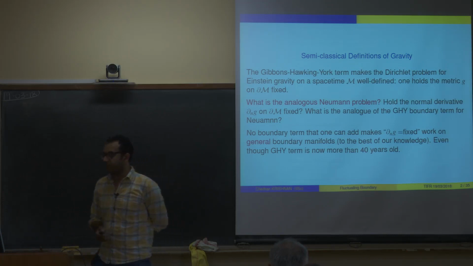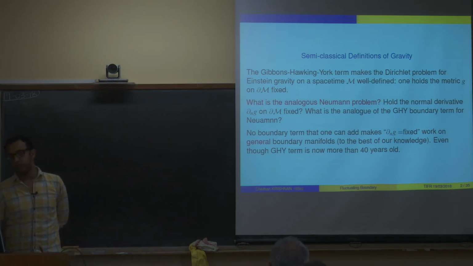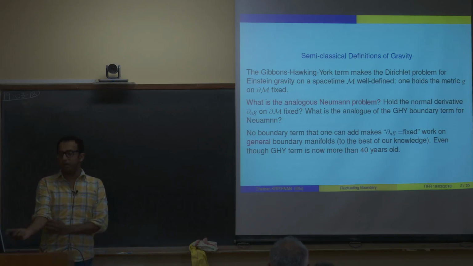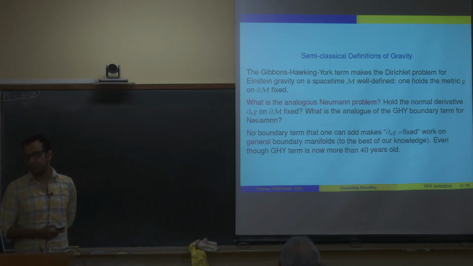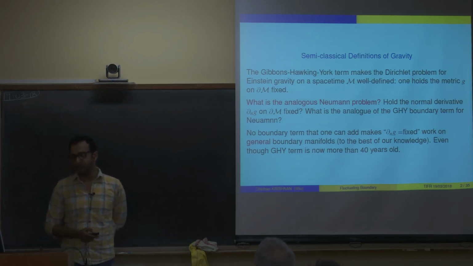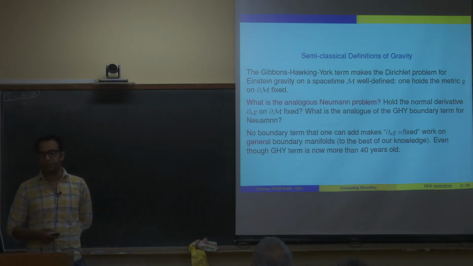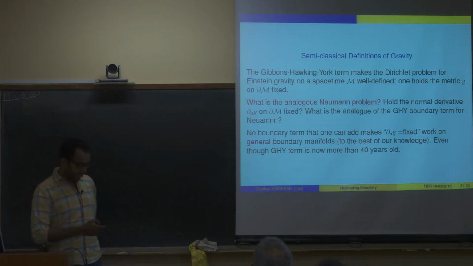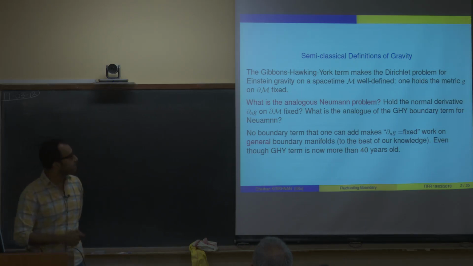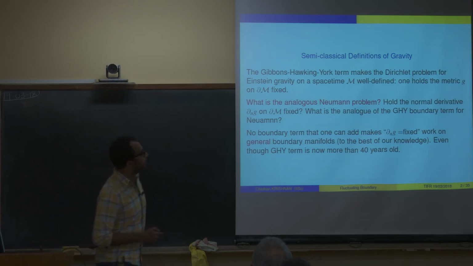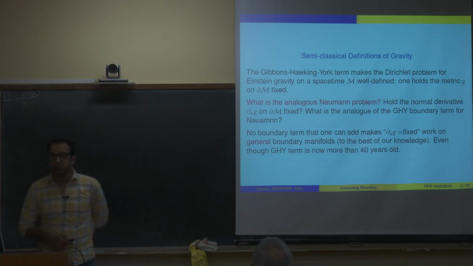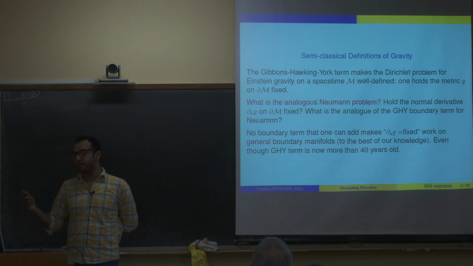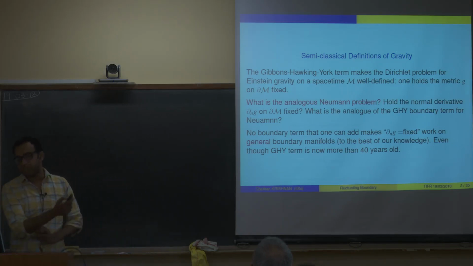And that is what gives rise to Dirichlet or Neumann, depending on whether you're holding the field fixed or the derivative of the field fixed. So this is typically how things work for particle mechanics and also for field theory. But in the case of gravity, the standard boundary term that we have is this Dirichlet boundary term, which basically holds the boundary metric fixed, and then you have a well-defined variational problem.